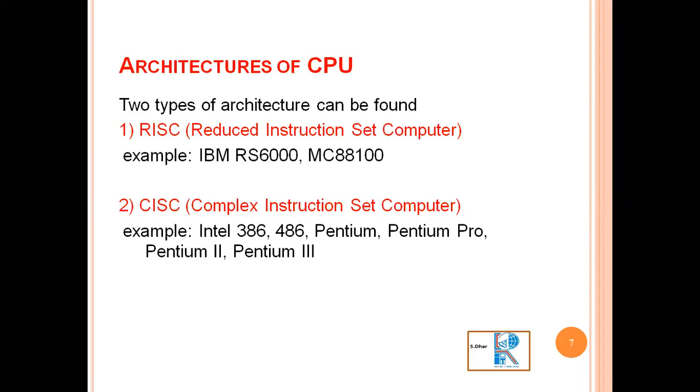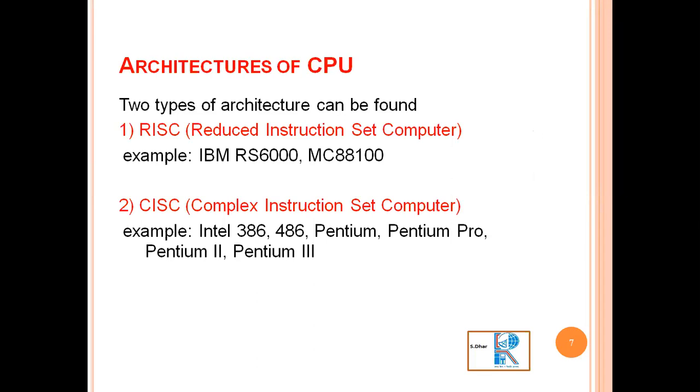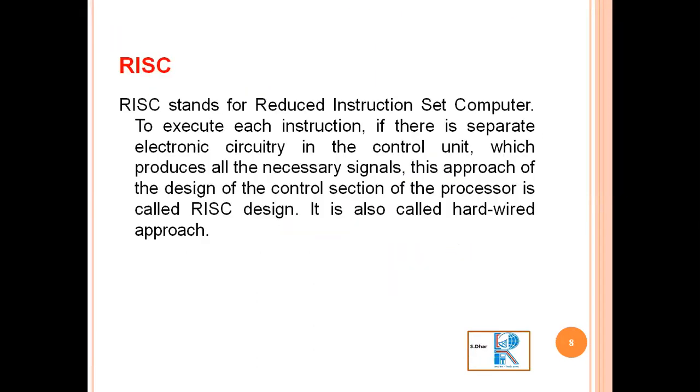Now the question is, what are the differences between these two types of architecture? The main difference comes from the control unit. Remember that RISC, the reduced instruction set computer, uses a hardware control unit. The example is the IBM RS6000. This uses mainly a hardware controlled control unit. Clear? Whereas CISC uses the microprogram control unit. This is the broad difference.